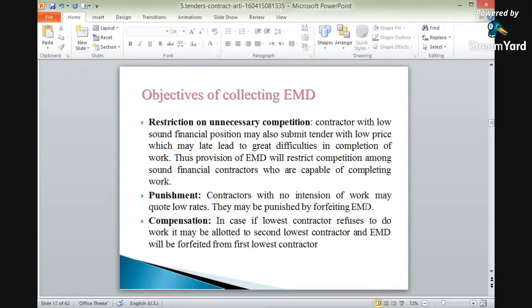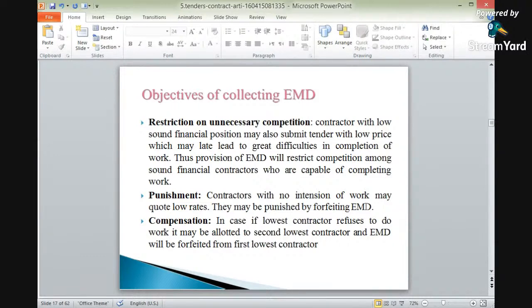What are the objectives of collecting EMD? Why are we collecting EMD? What is the purpose for which earnest money deposit is to be collected? The first important purpose is the restriction of unnecessary competition. With the help of this, we can restrict unnecessary competition.